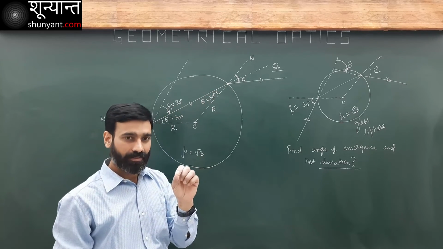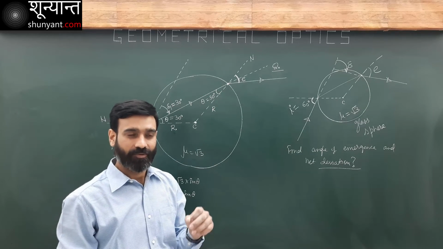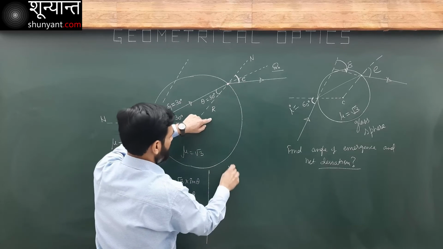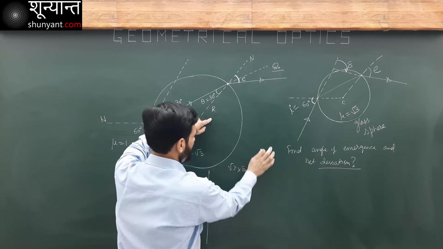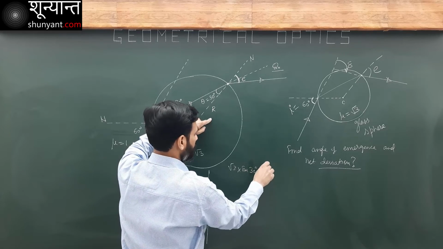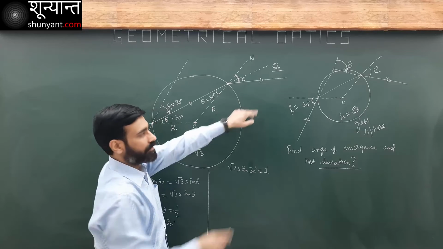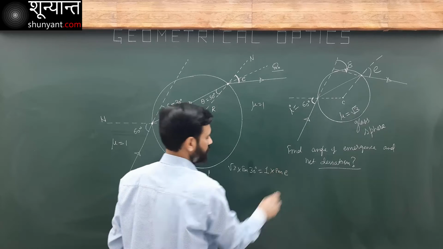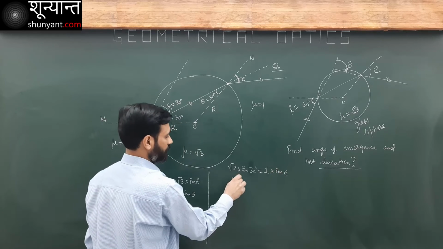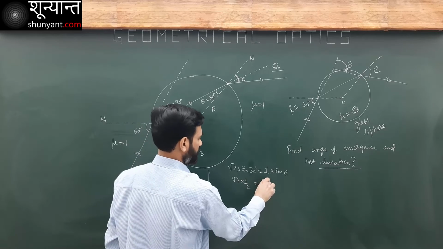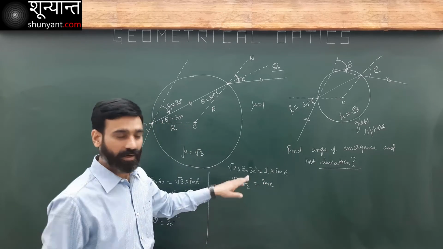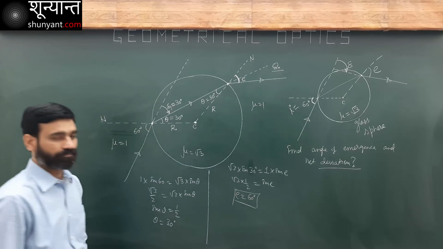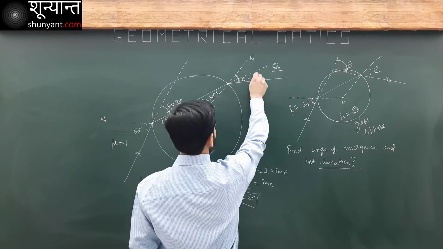We apply Snell's law at a point where refraction happens, where the medium changes. Here, I will write Snell's law like root 3 times sine theta, sine 30 is going to be 1. It is air, this is air, use 1, times sine E. So this is root 3 times half is sine E. Sine E is root 3 over 2, E will be 60 degrees. So this angle is going to be 60 degrees.